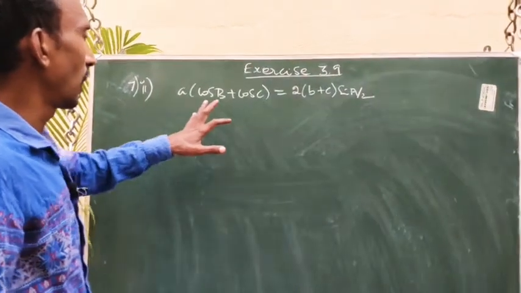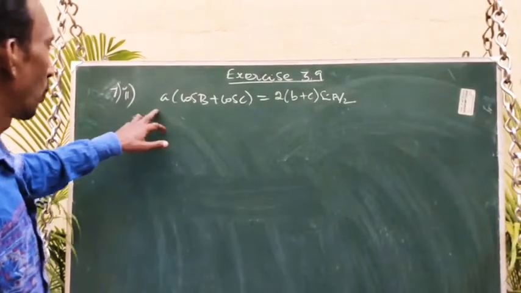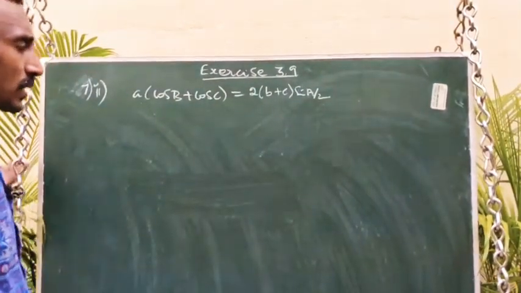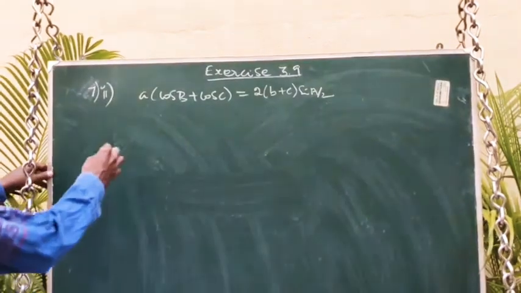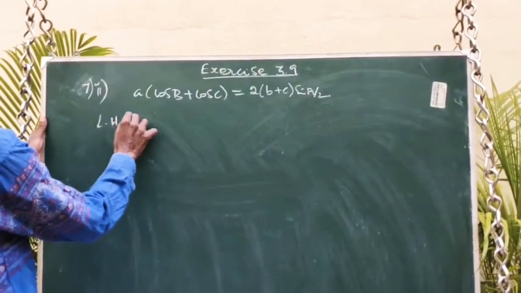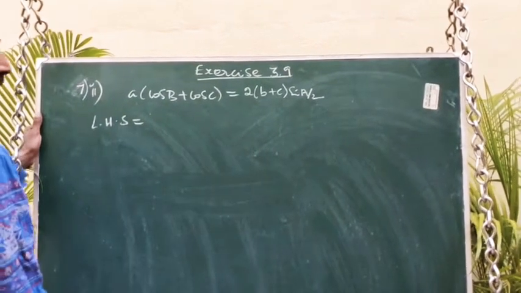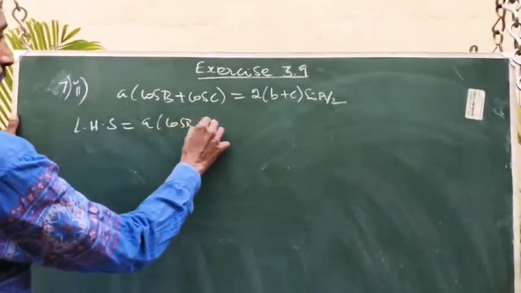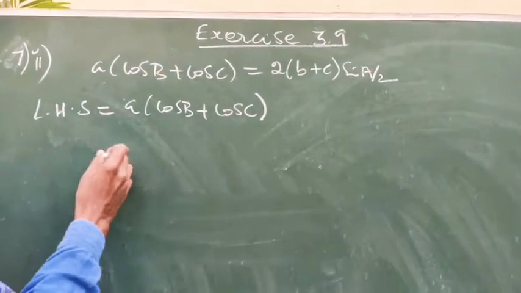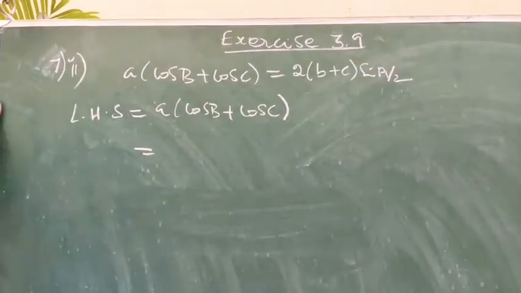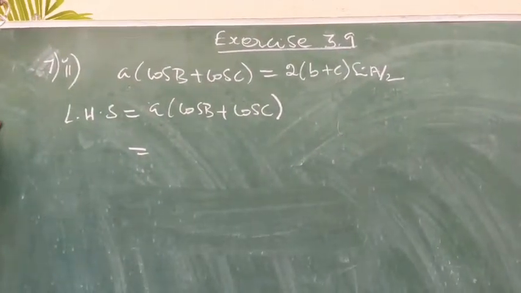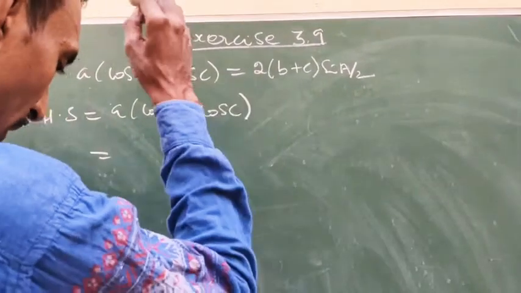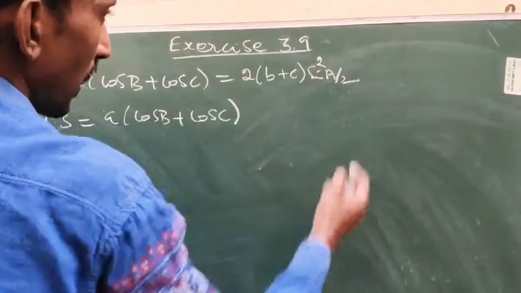In a triangle ABC, prove that A into cos B plus cos C equal to 2 times B plus C into sin square A by 2. So here take the LHS, that is subdivision 2 in question number 7, exercise 3.9. So A into cos B plus cos C. Okay. Sorry my dear student, there is a mistake in the question. So it is sin square A by 2.